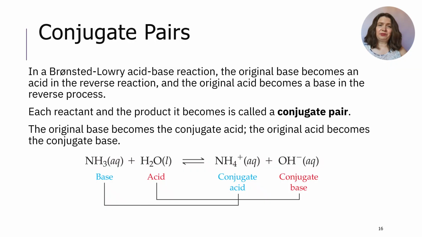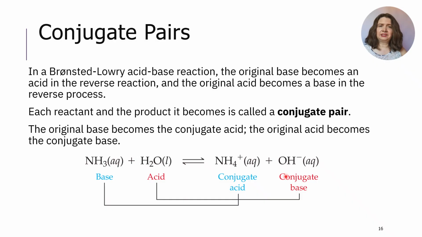The reactions of weak acids and weak bases are often reversible. That is why these reactions are written with a double arrow instead of a single arrow. In the reverse reaction, the original acid becomes the base, and the original base becomes the acid. Each reactant and the product it forms is called a conjugate acid-base pair.